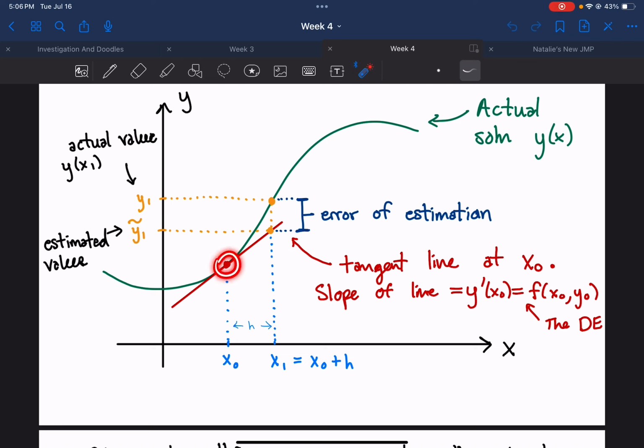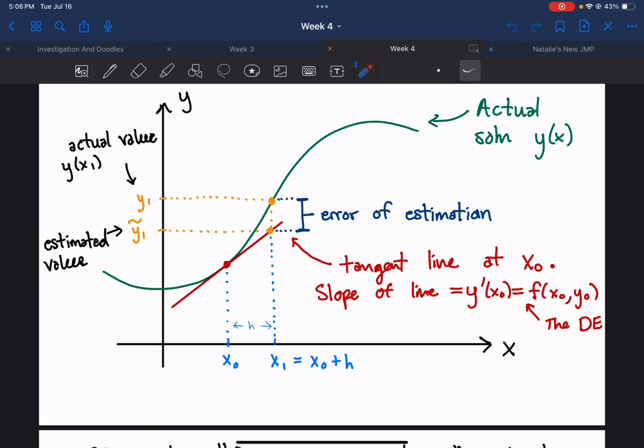near this point, as long as you're close, the tangent line to the solution curve is fairly tight. It's fairly close to the actual solution curve. So as long as you take a really small step going from x0 to x1, the tangent line, the linearization of y, is close to the true value of y.